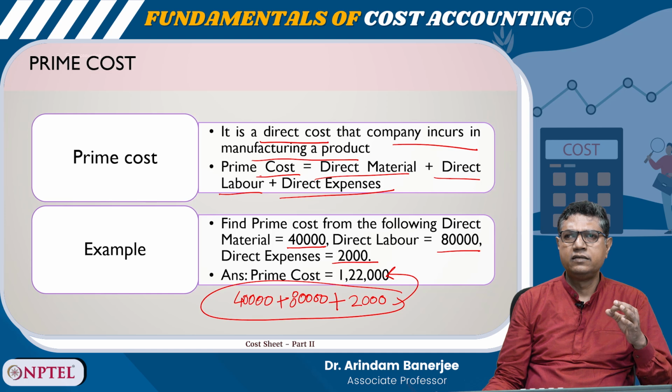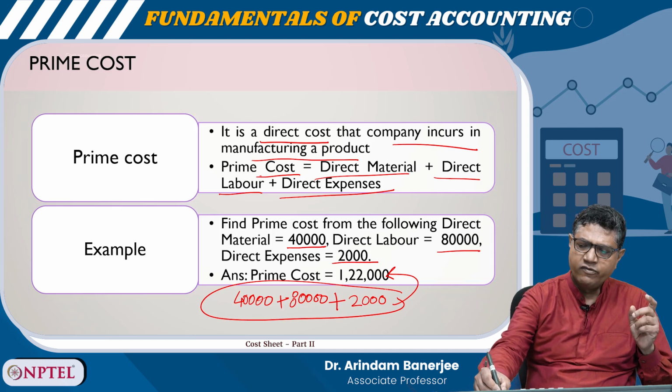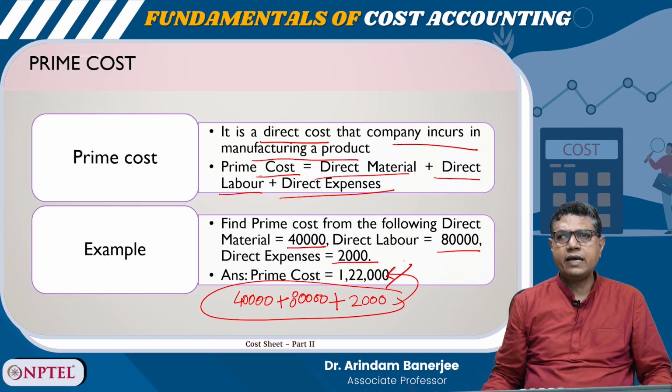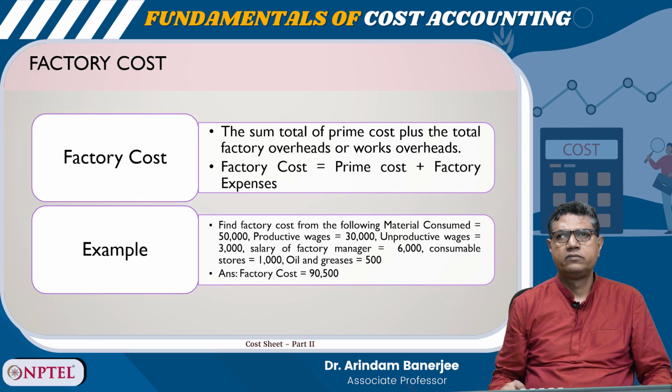Okay. So, I repeat again, what is prime cost? Prime cost is the sum of direct labor plus direct material plus direct expenses. So, in this example, direct material is 40,000, direct labor is 80,000 and direct expenses is 2,000. If I add these three, I get 1,22,000. Fine.